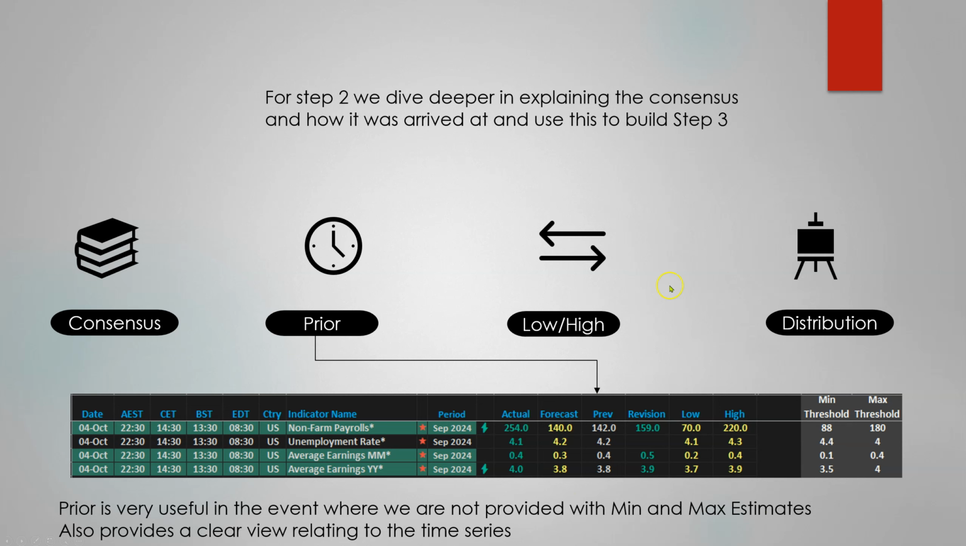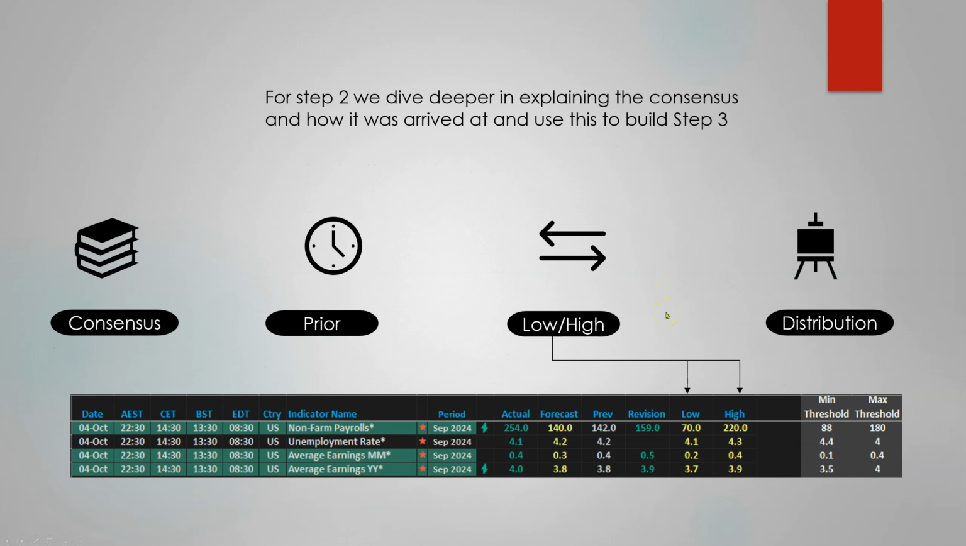After looking at the prior, the next thing you want to look at is the minimum and maximum, which is the low and high estimate in this case. This gives you a range to focus on, because like I said, the forecast is the average or the mean that is collected from all the market participants. When I talk about market participants, I'm talking about financial institutions, I'm talking about the banks.